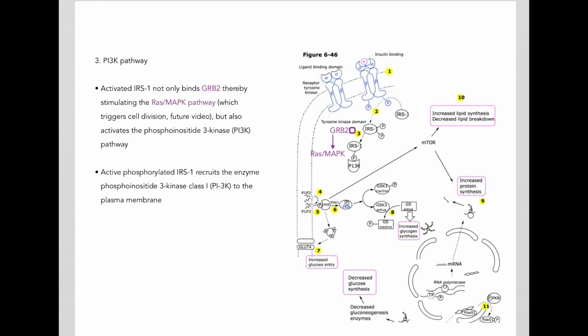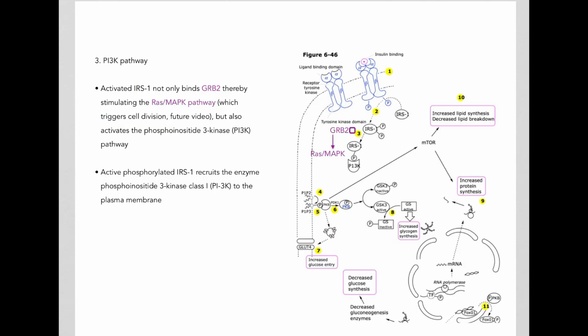So one of the things that gets attracted to this IRS1 is a protein called GRB2. So when this GRB2 gets attracted to IRS1, that triggers a signaling pathway called the RAS-MAPK pathway. And this is a very important pathway for cell division. So we won't talk about it now. We'll talk about it in a future video. Okay, so that's one of the pathways that will be stimulated by this IRS1 that is interacting with GRB2.